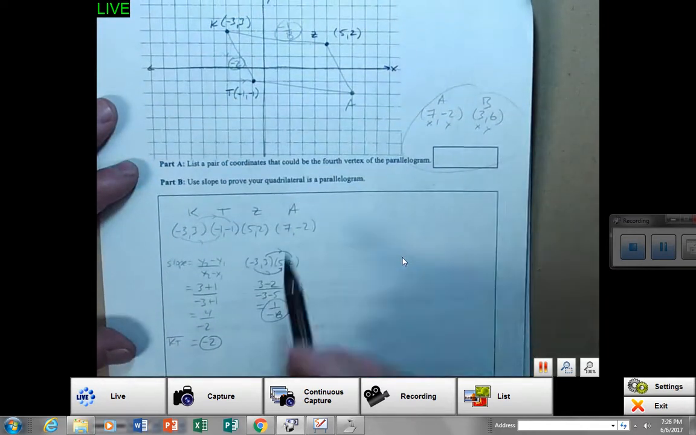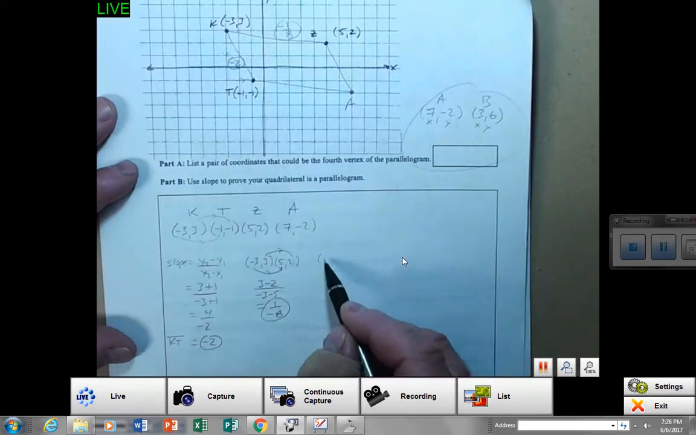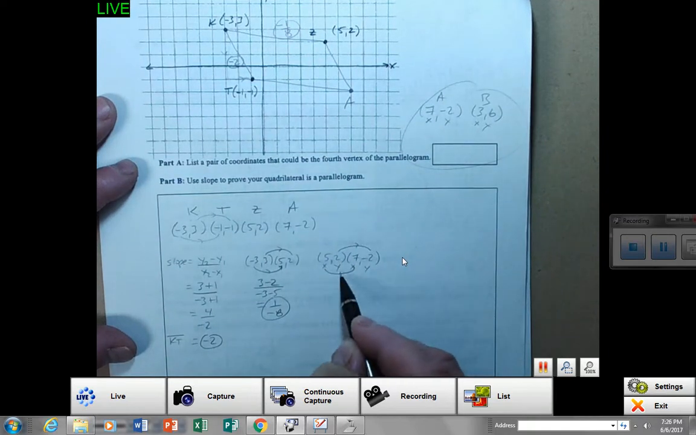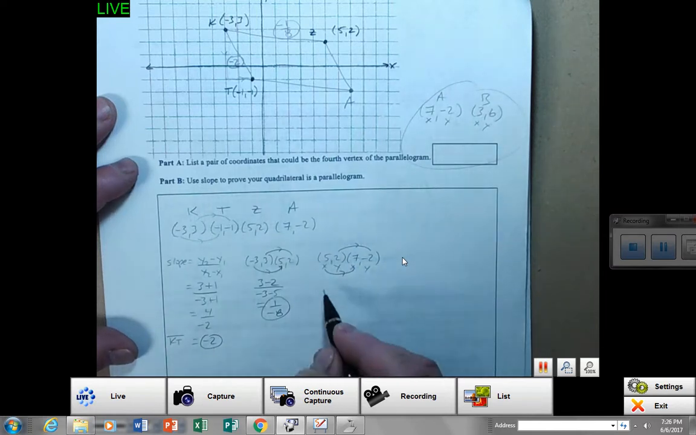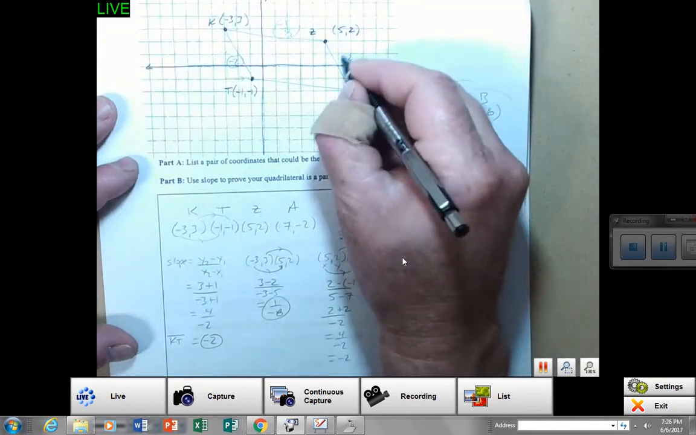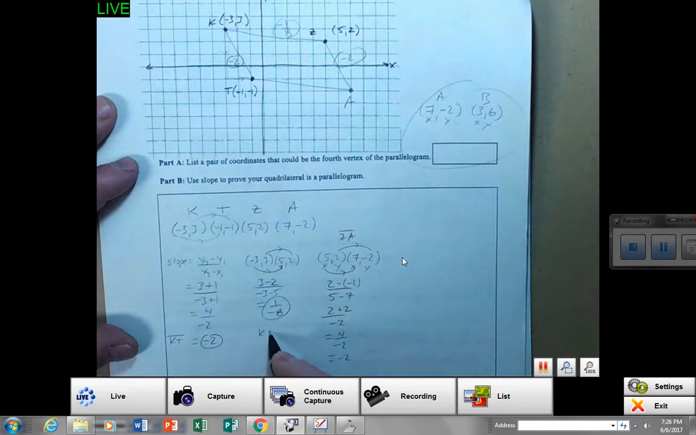All right, next is ZA. So I'm going to write those coordinates next to each other to help myself out. Subtract the Y's up high. Subtract the same direction. You don't want to go one direction with the Y's and the other with the X's. Stay consistent with your direction. Gives me 2 minus a -2, I'll show the double sign right there, over 5 minus 7. Gives me 2 plus 2 over -2, which is 4 over -2, which is -2. So this is the slope of ZA, -2. This was the slope of KZ.